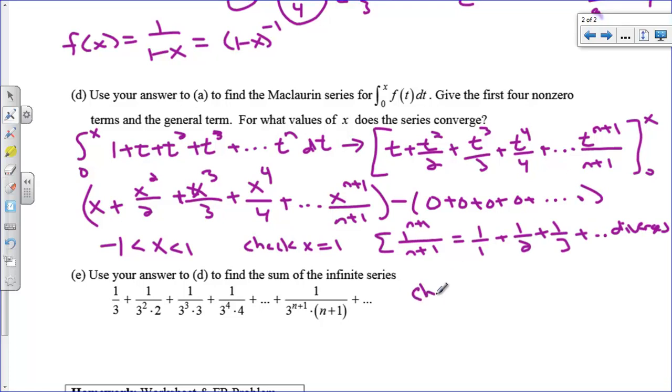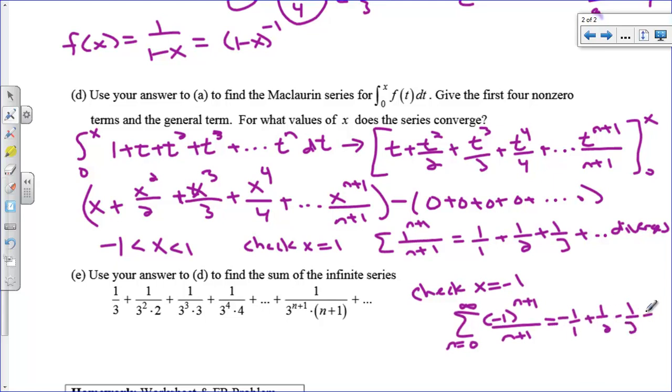But what about checking x equals -1? If we plug in a -1 for that x, I'm going to get -1 to the n plus 1 over n plus 1, and we're starting this at 0, going to infinity. That's going to be 1 over 1 minus 1/2 plus 1/3 minus 1/4, which is an alternating series. The terms are getting smaller in magnitude and they're also approaching 0. That means that for my interval of convergence, I have picked up an endpoint. -1 is okay to use.